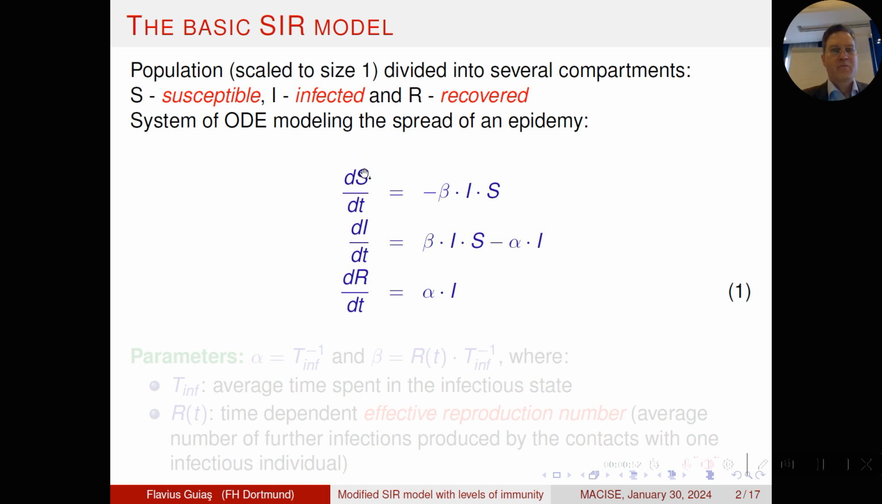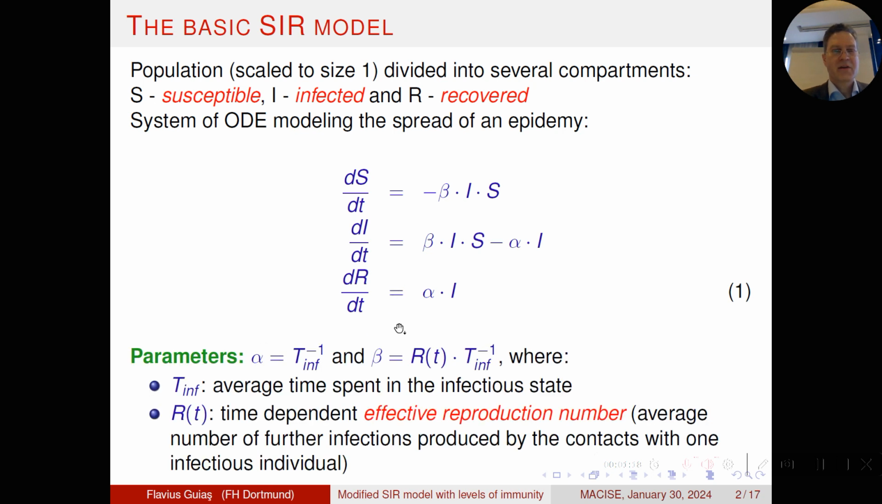So the susceptible population gets infected by contact with infected ones at this rate beta. Infected individuals come into this compartment by moving from the S compartment, and after some time they recover. So alpha is the recovery rate, and they go out of the infection state and get into the new state, recovered, and this is the simplest model.